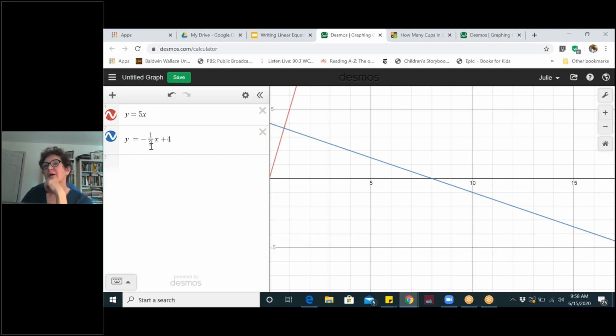And this slope tells me to go down 1 and over 2. Do you remember that part about slope? It's always the rise over the run. It's change in y over your change in x. So this represents the y. This represents the x axis. So we're going to go down 1 and over 2. And there's my next whole number point.